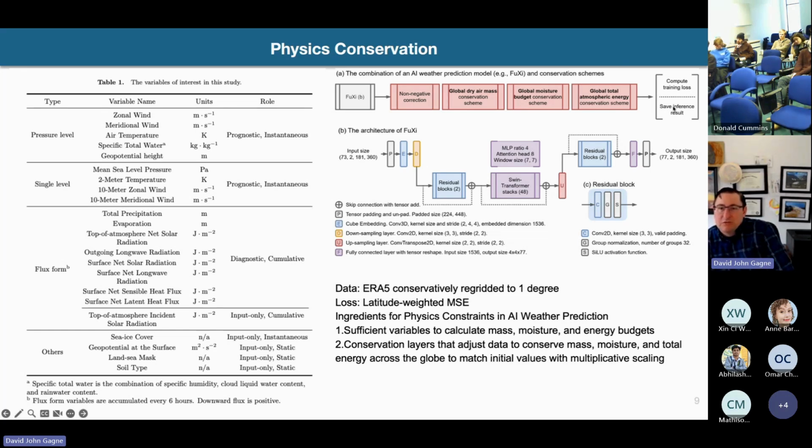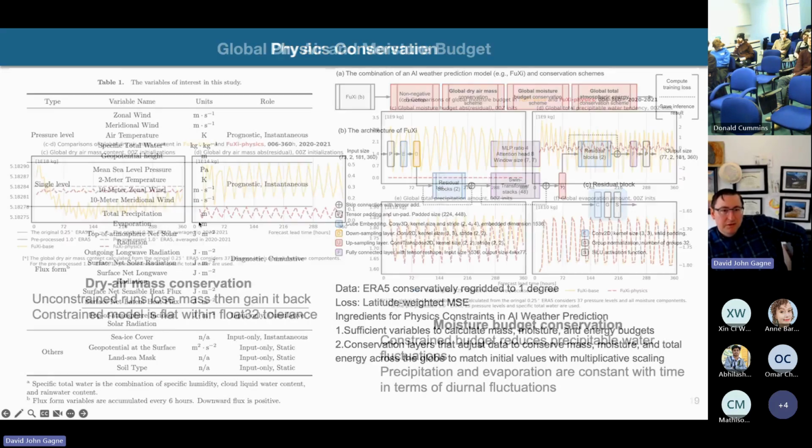And then we compute a loss and backpropagate through all of these through the model, and that helps the model learn to conserve all this more effectively. We also still keep all these in place during inference to make sure they are always enforced. We find that to be necessary for this kind of problem.